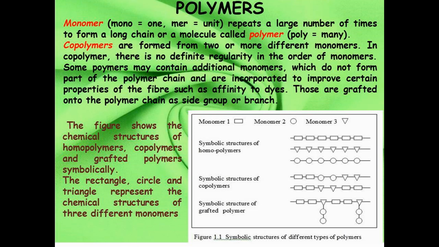The rectangle, circle and triangle represent the chemical structures of three different monomers used in this figure. First one is the symbolic structure of a homopolymer, where each polymer chain is made of a single monomer. Three polymer chains are shown. Then for copolymers, each chain is composed of two or more monomers. Two such copolymer structures are shown. And in grafted polymers, there are some monomers which lie as branch chains of the main polymer chain.